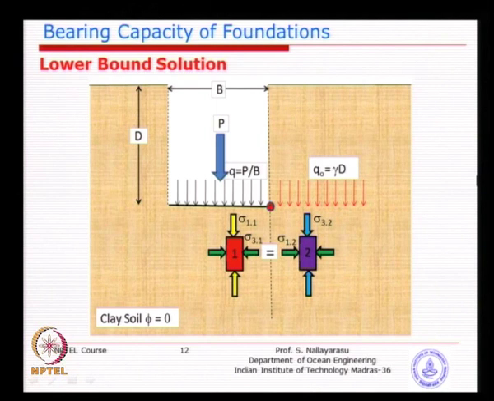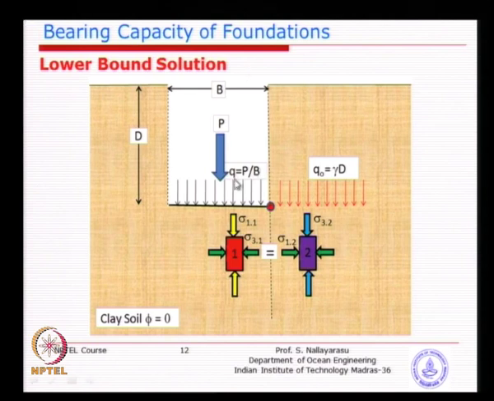Now, you look at this picture, we will just look at one of the lower bound solutions today. P is the foundation load coming from the superstructure over a foundation width of B. We now consider this as a strip footing that is continuous for a longer distance, so only a 2-dimensional effect will be there. Later we will see the 3-dimensional effect if the foundation width or length is smaller.